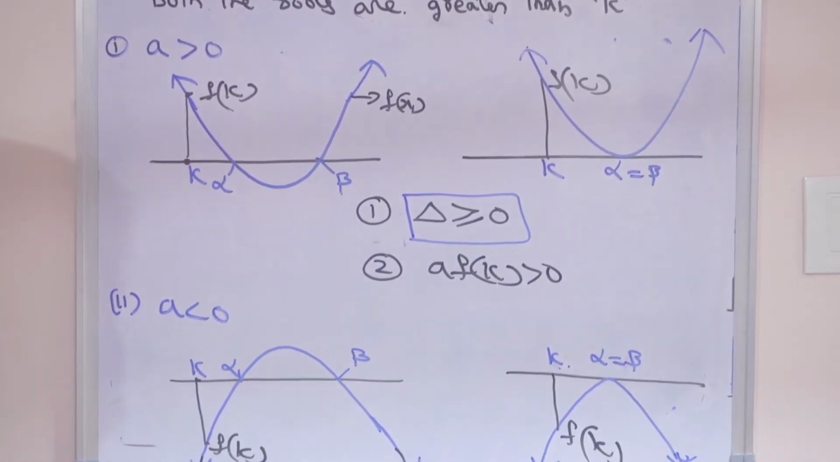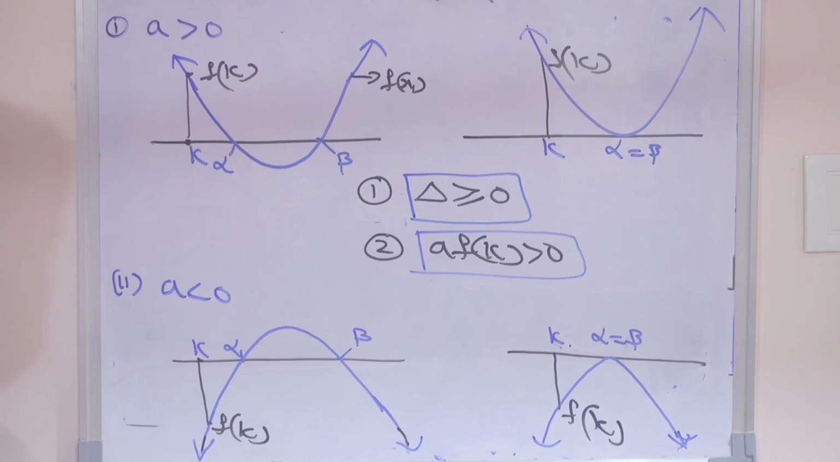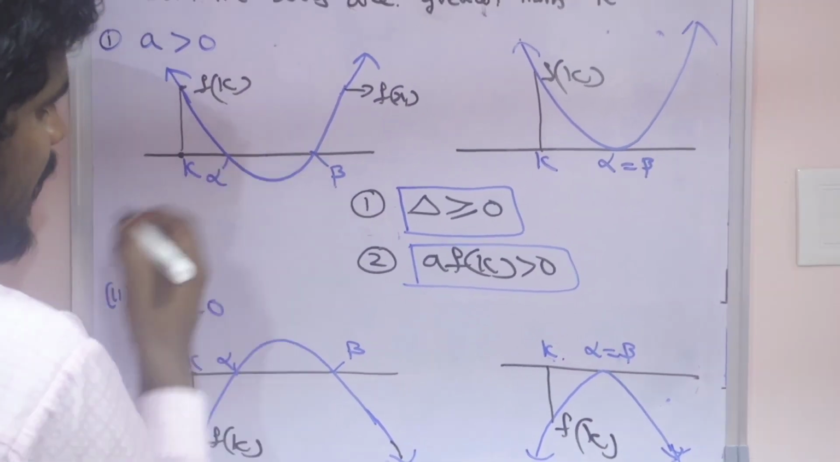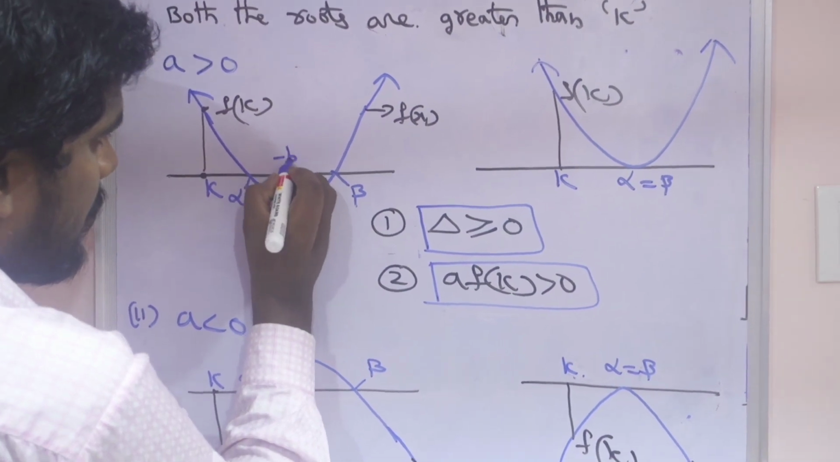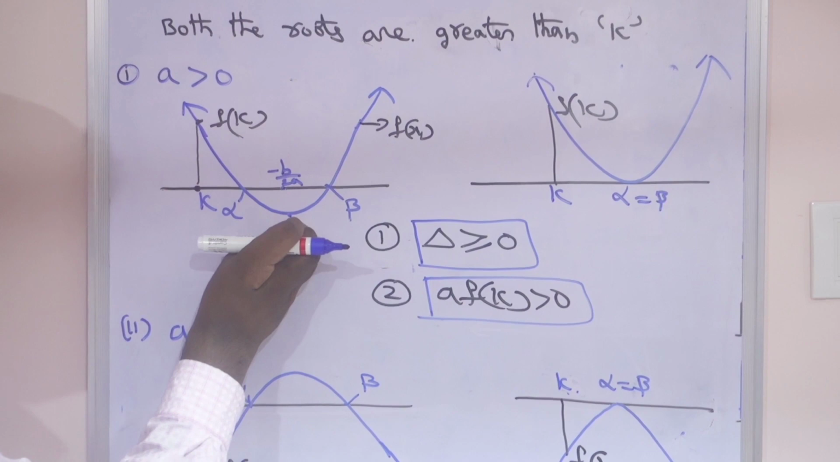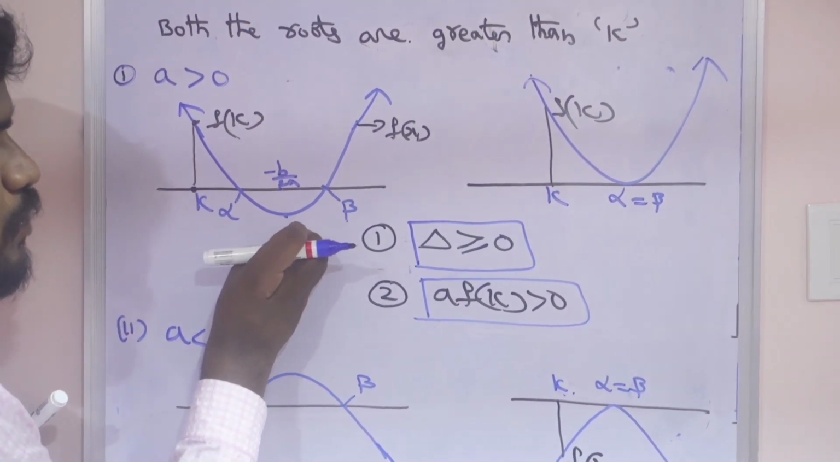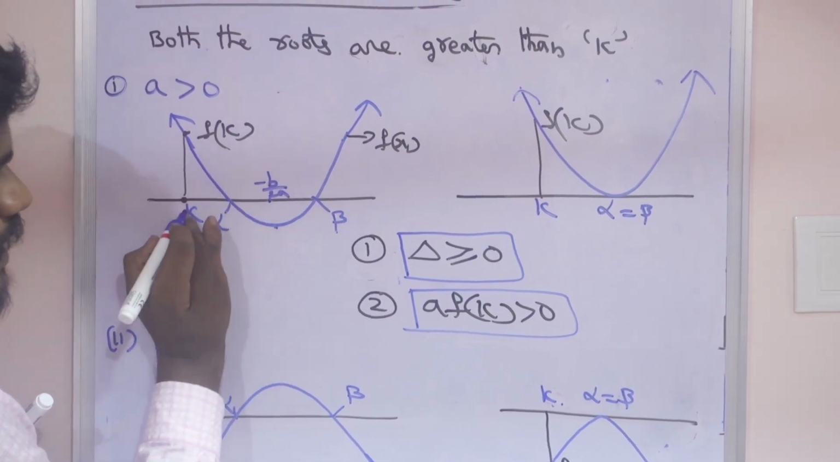And the third case, the important case. Now here this is the value of minus b by 2a. This is minus b by 2a. So this vertex value is minus b by 2a comma minus D by 4a. But this is the x value. This minus b by 2a is more than k.